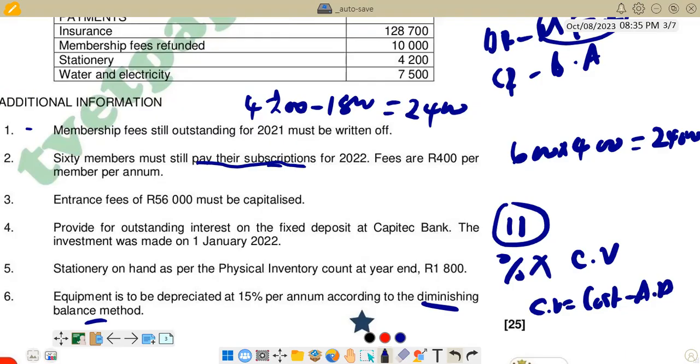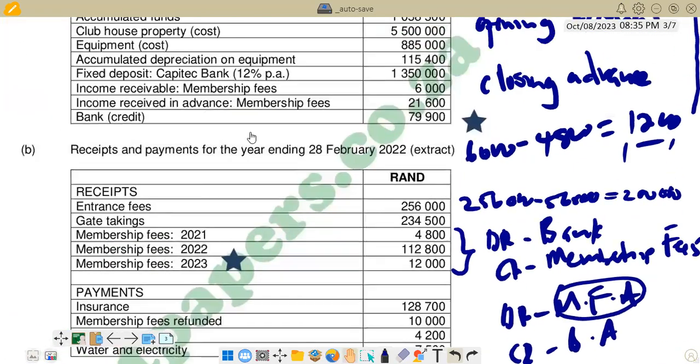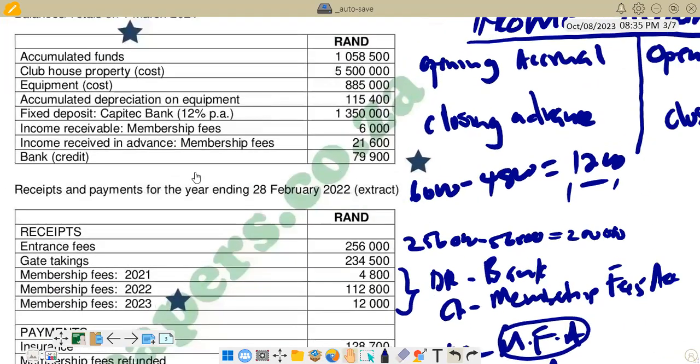We've got the balance of equipment that was given at the beginning of the year. If you come here, we have the balances that we are given: equipment that costs 885,000, and accumulated depreciation of 150,500. So we are going to say the percentage that we are given times the carrying value. The carrying value is 885,000 minus 115,400. And the percentage that we are given to calculate is 15%.